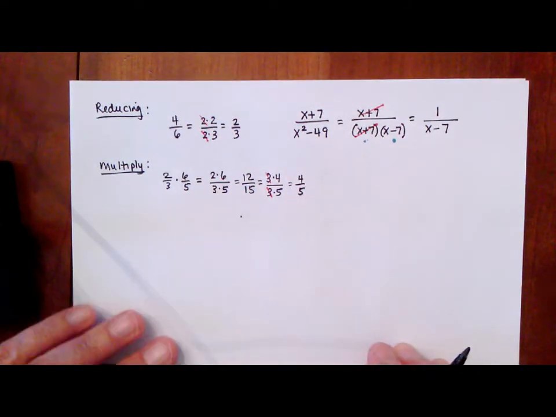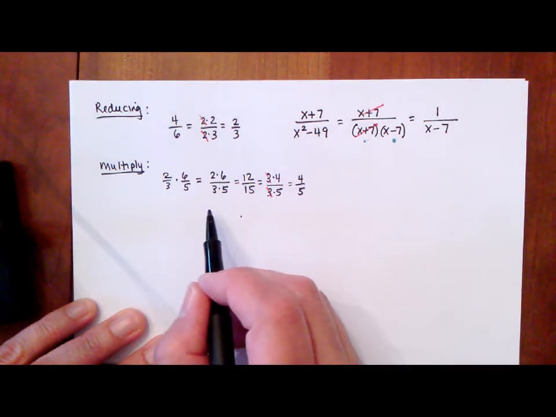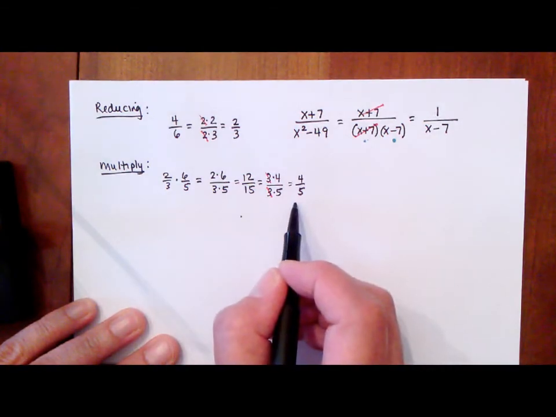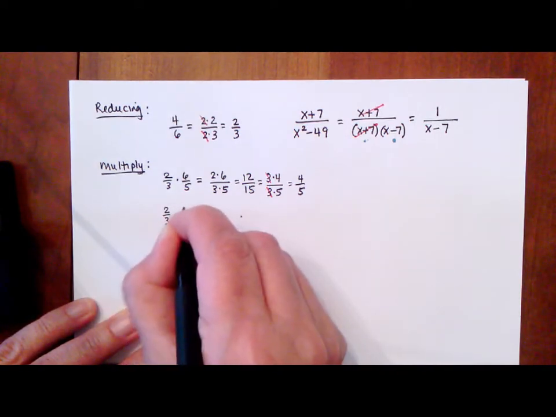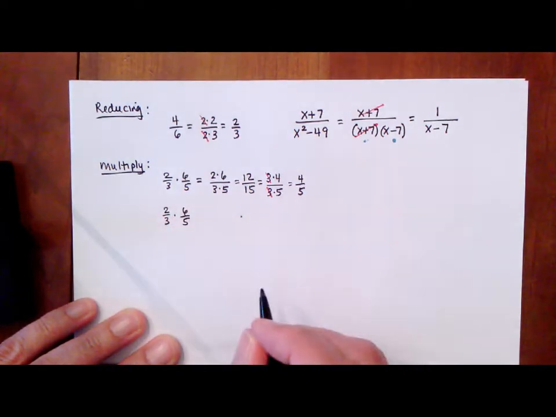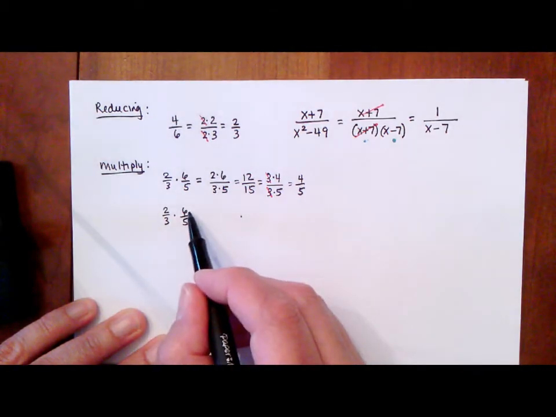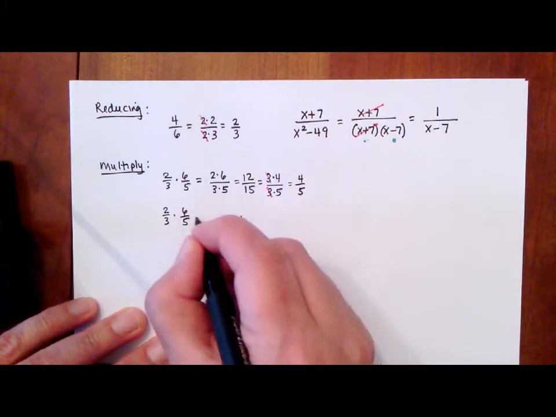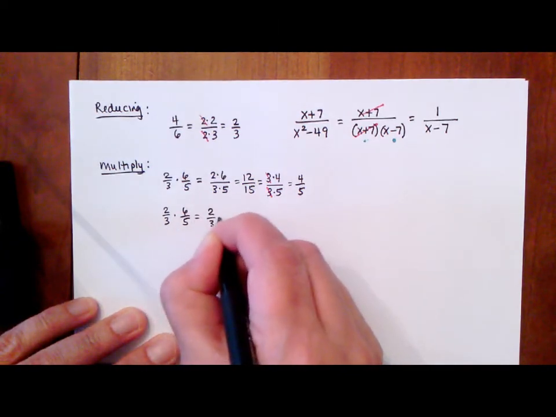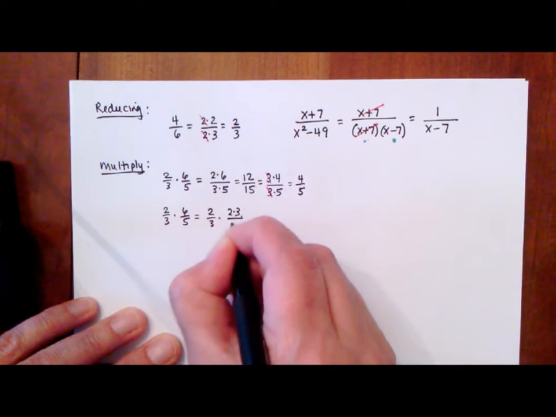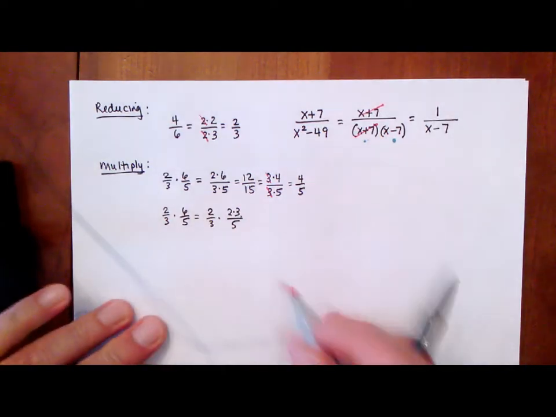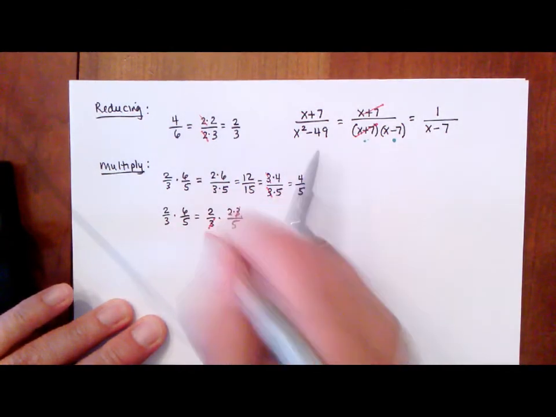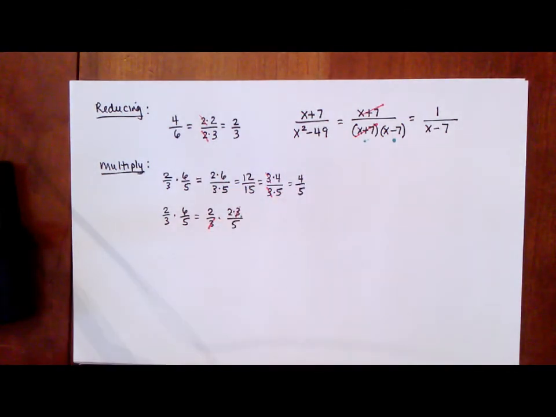Now sometimes we can simplify before we get to the end in this multiplication procedure. For instance, if I had noticed back at the initial step here that there was a common factor of 3 in the 6 and the 3 here, I could have done this. 2/3 times 2 times 3 over 5. I could have divided out that common factor of 3 back at this earlier step.